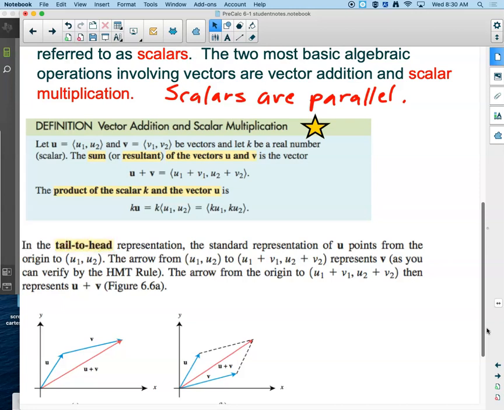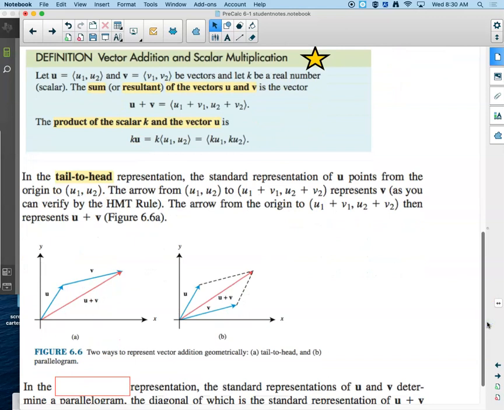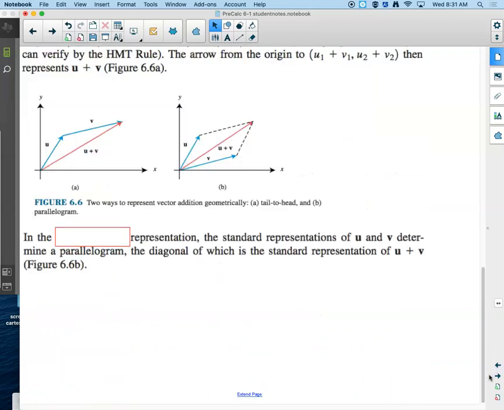So in the tail-to-head representation, which is what we've been looking at for our arrows, the standard representation of u points from the origin to (u sub 1, u sub 2). So the arrow from the origin, u sub 1, u sub 2, to u sub 1 plus v sub 1, u sub 2 plus v sub 2, represents v, as we can verify by the head minus tail rule. And the arrow from the origin to that new point, the terminal point, represents the vector u plus v. So that's in English.